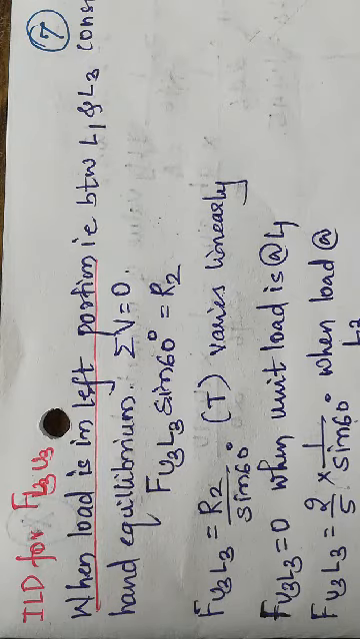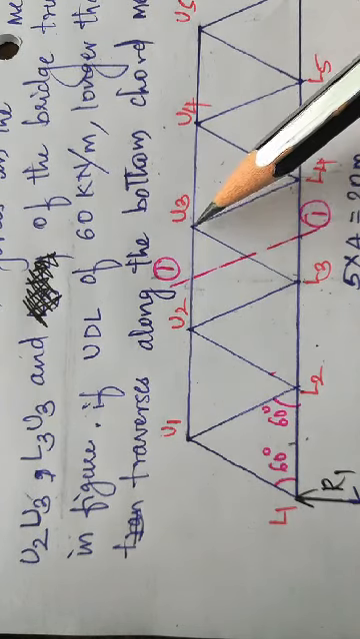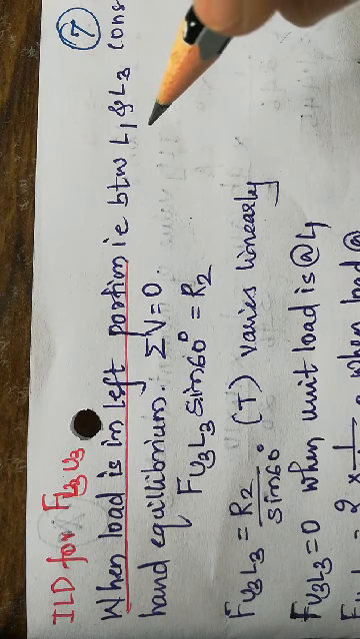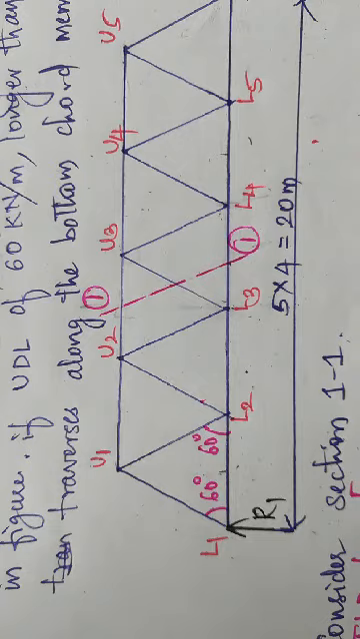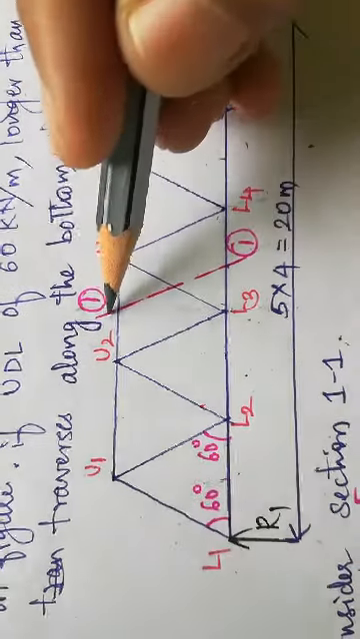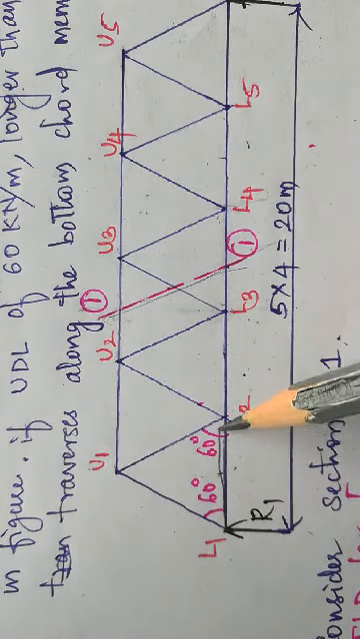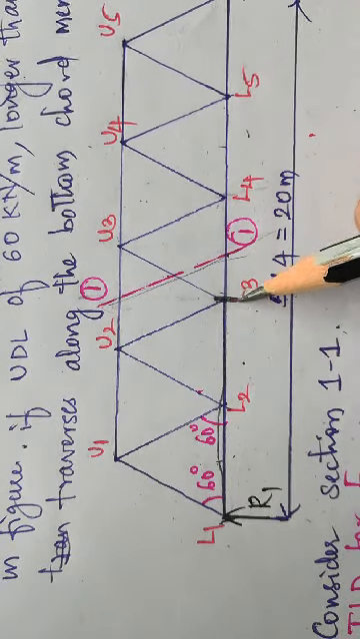Next, let us calculate the influence line diagram for L3, U3. Okay, I'll show you what is L3, U3. L3, U3 is the inclined member. When the load is in the left portion, that is in between L1 and L3, let me draw the diagram for you once. When I cut the section over here, I am cutting the section and I am considering the load to be in between L1 to L3 for the first part.